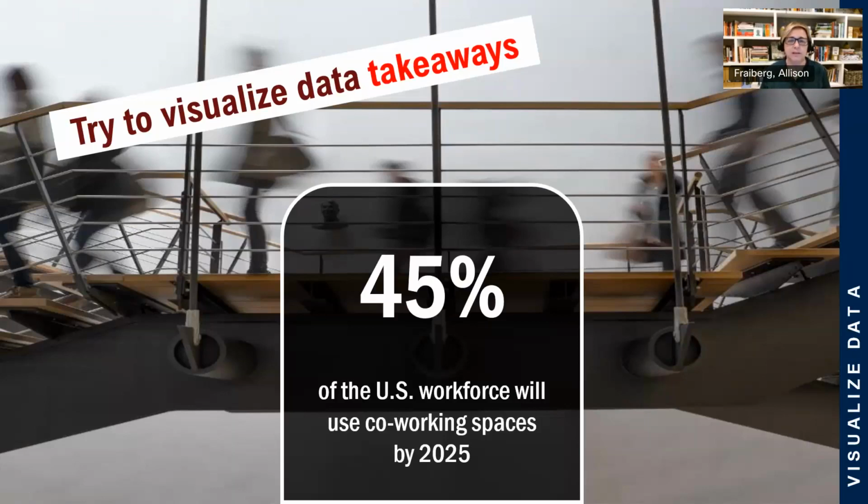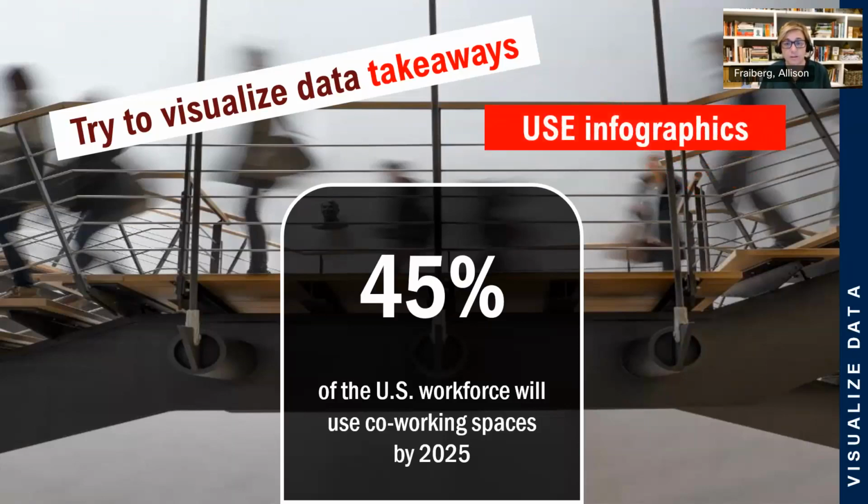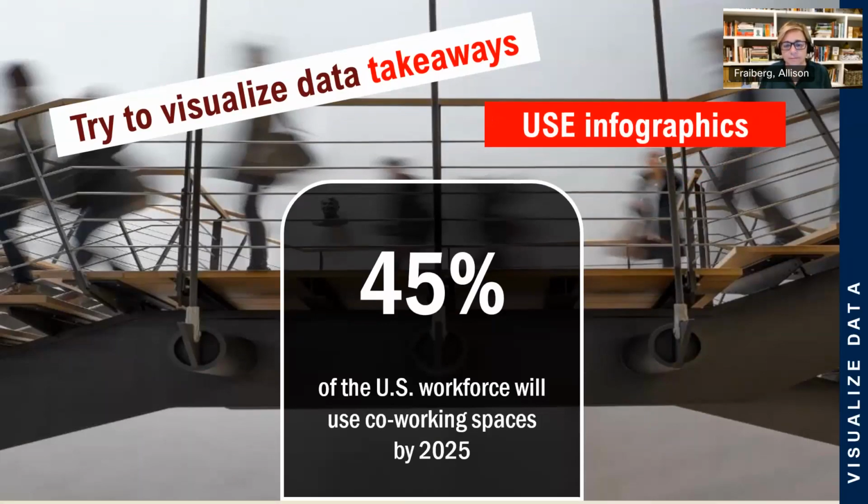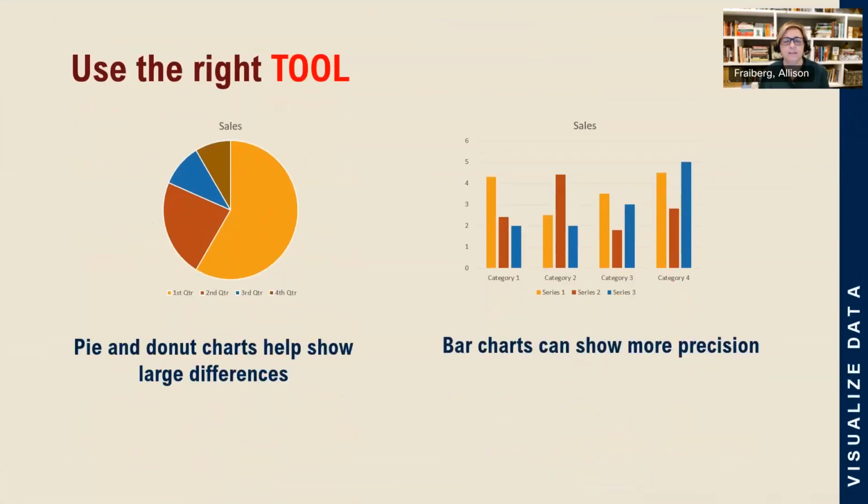Okay, so if you can visualize the takeaways, you control what people see, and then you ask them implicitly to listen to you to see how you got there. What was the journey that got to 45%? Use infographics, right? Canva has a really nice feature where you can import some Excel data and convert it into easy infographics. And use the right tool.